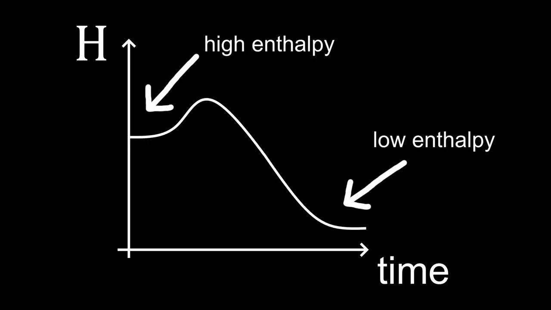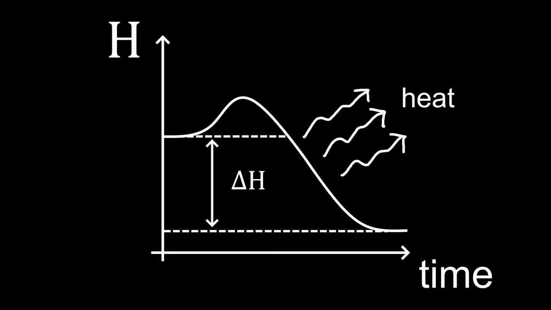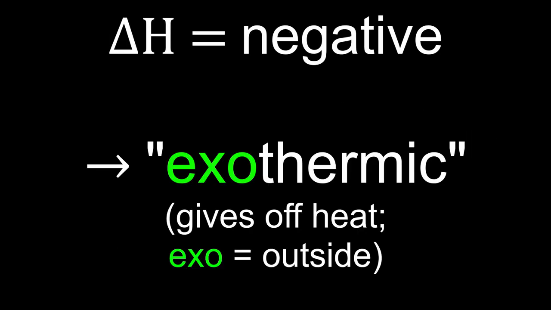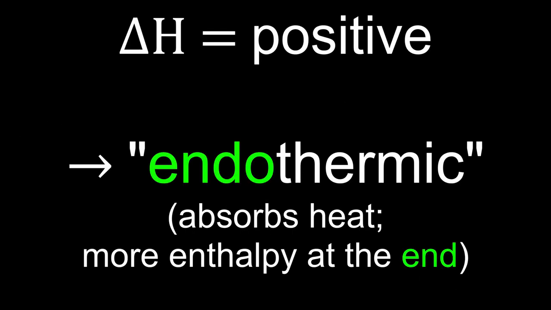If the total enthalpy of a reaction is lower at the end than at the beginning, heat was given off to the surroundings, which is an exothermic reaction. If it's the other way around, a reaction is endothermic.